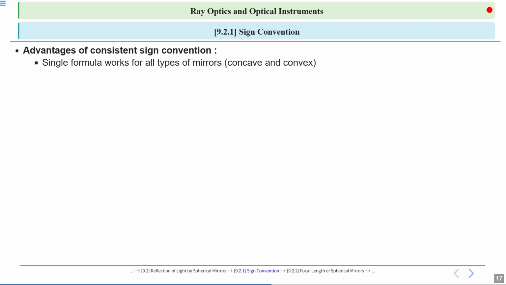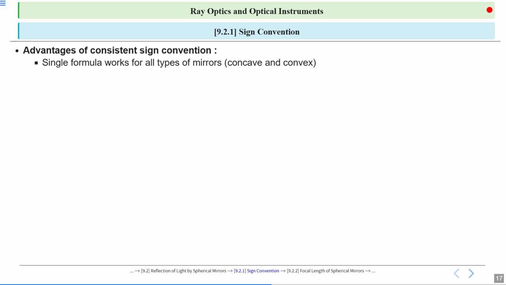Advantages of consistent sign conventions. A single formula works for all types of mirrors, concave and convex. We are going to derive the mirror equation in our next lecture. That formula works for all types of mirrors if we are using the sign convention. We don't have to modify the formula. The formula will remain the same.